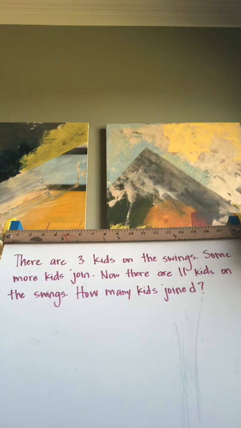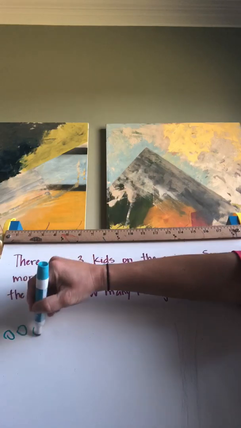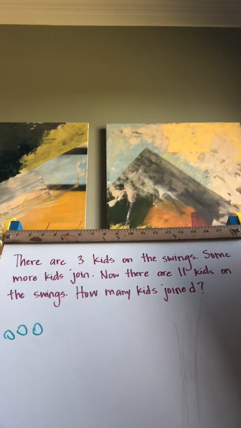There are 3 kids on the swings. Some more come and join. Now there are 11 kids on the swings. So how many kids joined? Well, the first thing that I need to do is look carefully and show my 3 kids. Here are my 3 kids that were already on the swings.